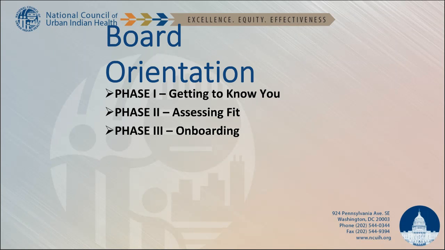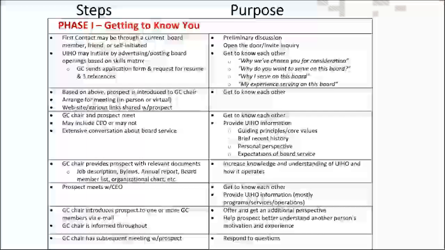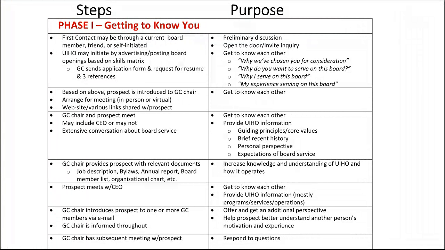So as you think about board orientation, there are really 3 parts, from recruitment to orientation: getting to know the person, and for the person to get to know you and your organization; getting a sense of whether they're going to be a good fit; and the onboarding itself, bringing them onto the board. What I want to do with you in the next couple of slides is share a sample of the steps of a process that I use on the board that I currently serve on. I think this is a good example to cover all the bases.